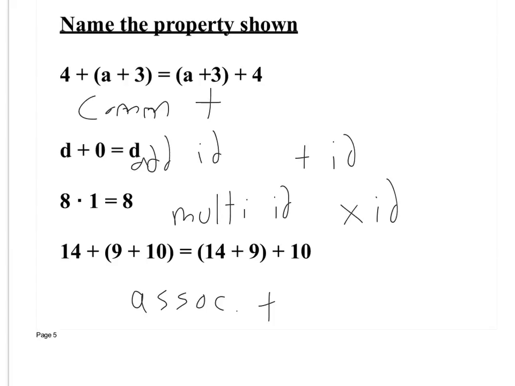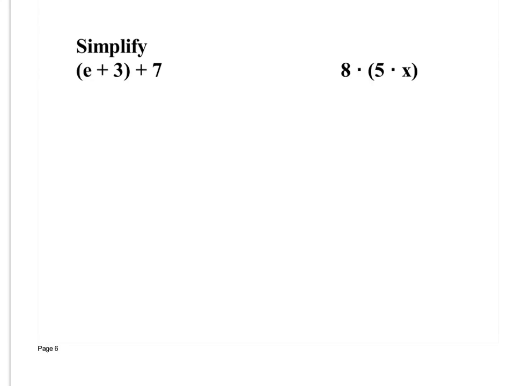Any questions? So now we're going to put those properties to use. They say simplify. Simplify means do all possible operations, right? And then whatever's left is your answer. Well, I have E plus 3 plus 7. E is a variable. It's an unknown amount. It could be 1, it could be 2, it could be 100, it could be 1,000, it could be negative 1,000. I don't know what it is. So if I add something to it, I can't change it. Really, I can't add anything to it. It just has to stay as E.